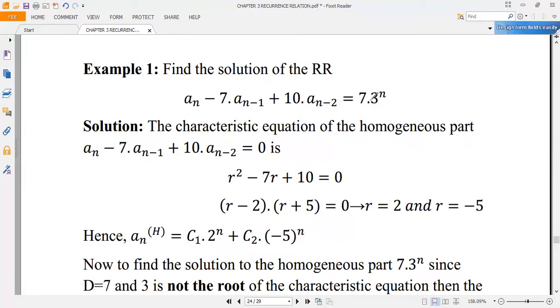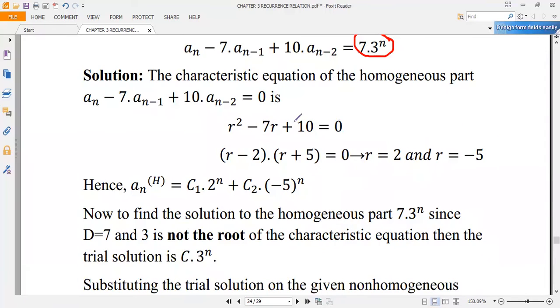Let's first do the homogeneous part by making this one 0. When we make this one 0, it becomes homogeneous. So what is the characteristic equation of the homogeneous part? The characteristic equation is r squared minus 7r plus 10 equals 0. Now to find the roots of this characteristic equation, what are the numbers whose sum is minus 7 and whose product is 10? The numbers are minus 2 and minus 5. So (r minus 2)(r minus 5). So the roots are r equals 2 and r equals 5.